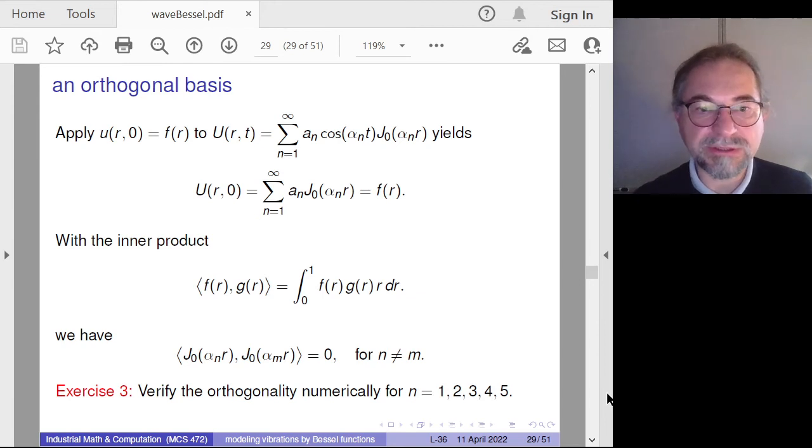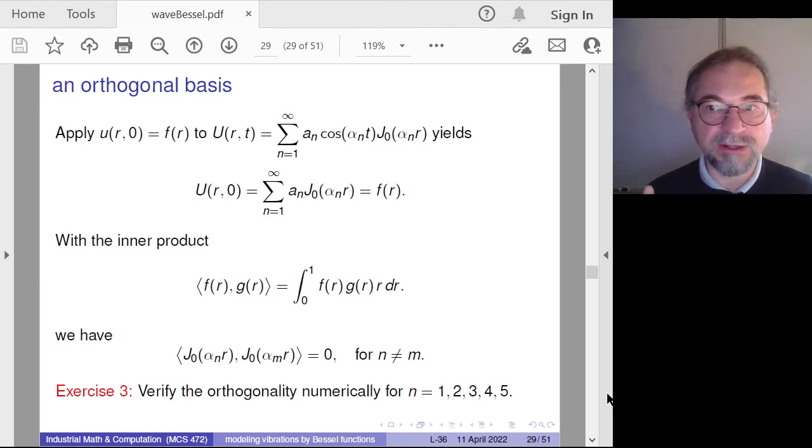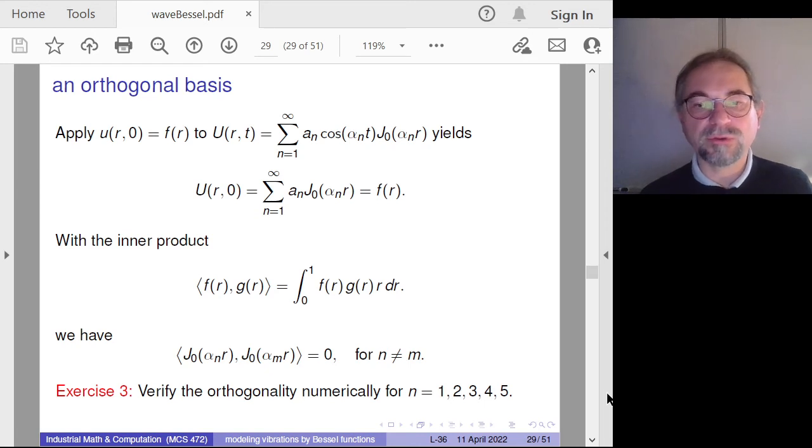I leave it as an exercise, so it's a numerical analysis exercise. Apply a numerical integrator to verify that the Bessel functions are indeed orthogonal, parameterized by n, which is a discrete parameter, where n corresponds to a root of the Bessel function. So you can use a black box numerical integrator that should suffice, hopefully, to verify the orthogonality condition for the first 5 Bessel functions of the first kind.